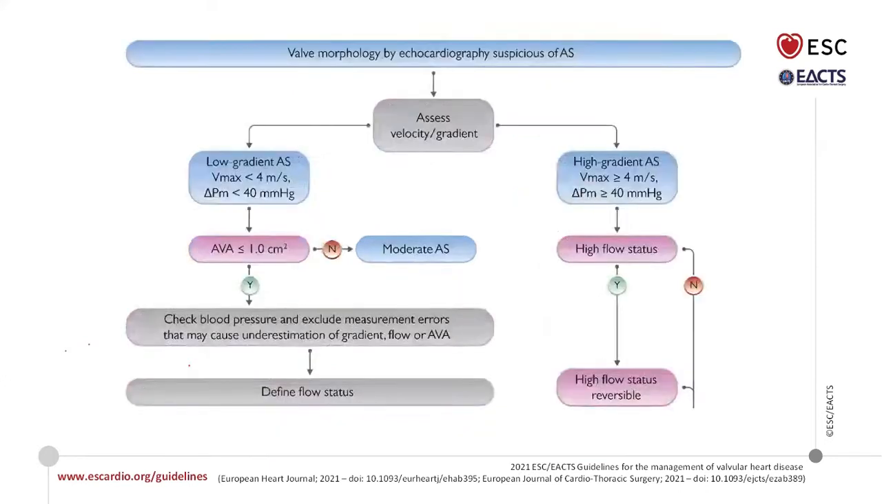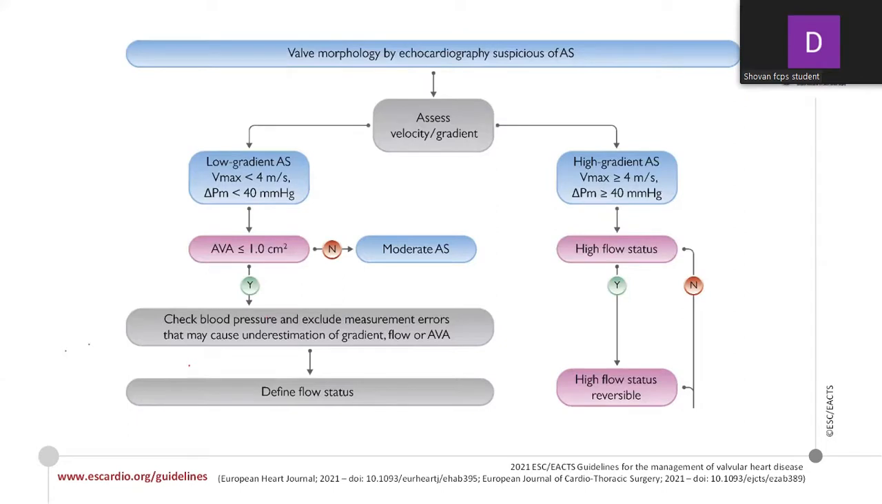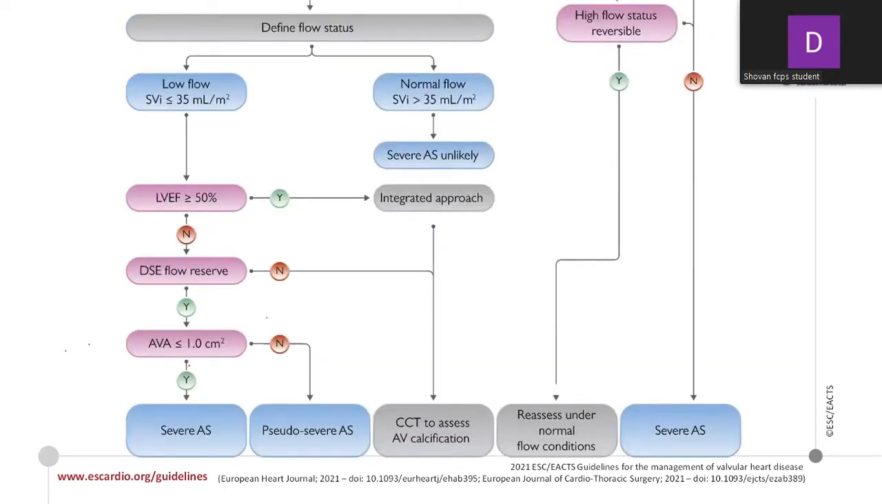In the evaluation of severe aortic stenosis, sometimes it happens that there is an area gradient or velocity mismatch. So we are getting the valve area less than 1, but it may happen that the velocity or the pressure gradient is not meeting the criteria, that velocity is less than 4 and pressure gradient is less than 40. So at that time, what we need to do is define the flow status. The flow status means we will check the stroke volume index.